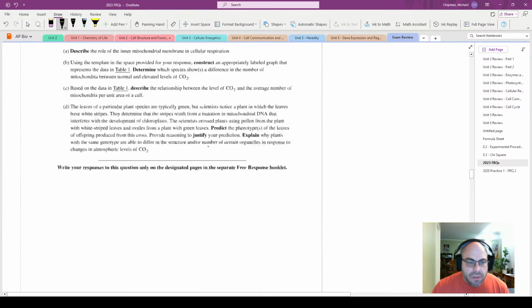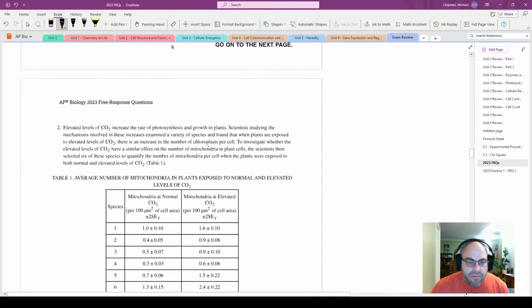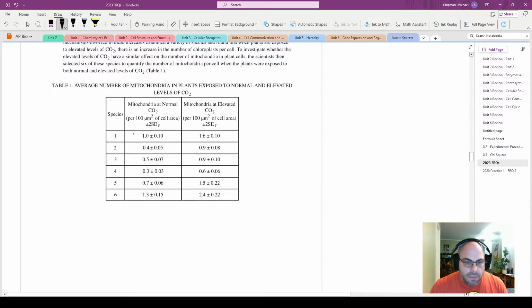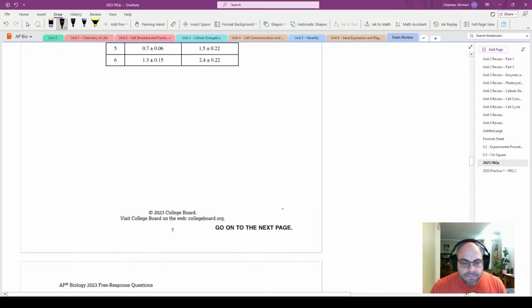And sure enough, it doesn't give me the graph on here. But species 1, 2, 3, 4, 5, 6, and their different mitochondrial levels. This is a bar graph because I'm comparing species 1 through 6. 100%. That's what's going on, right?